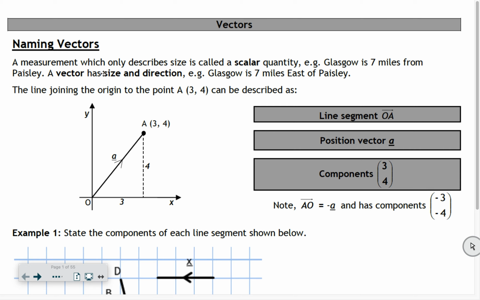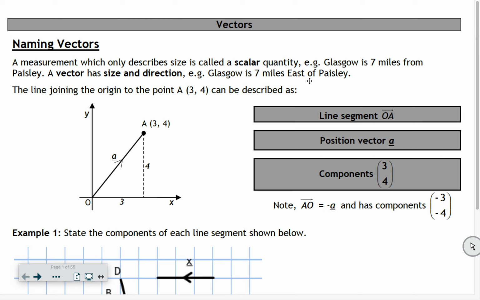scalar quantity. Okay, first of all, a vector is just a line. It's a line that has two components. It tells us the size of the distance we're traveling, which a fancy name would be the magnitude, and also the direction in which you go. So for example, a vector has got size and direction. For example, Glasgow is 7 miles east of Paisley. The size is the 7 miles and the direction is east of Paisley.